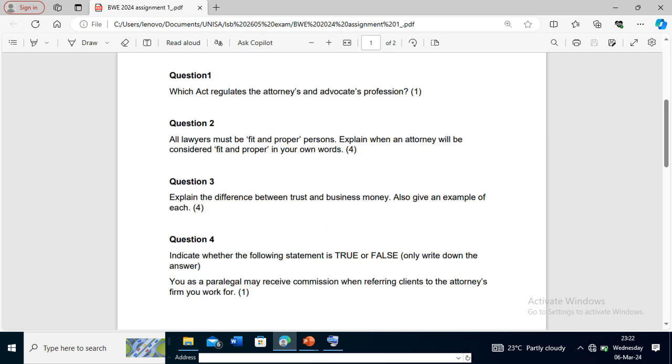Question 1: Which act regulates the attorneys and advocates profession? For this one, guys, if you go to page 2 to page 3, you will be able to see the answer. It's confusing because it states 1 point. There's an act which regulates attorneys, and another which regulates advocates. But there's this act that regulates every person in the legal field, which is the Legal Practice Act 28 of 2014.